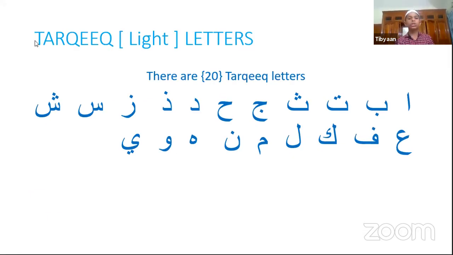Yeah. So I hope all of you can see the screen. In Tarqeeq letters, we have 20 Tarqeeq letters. In Tafkheem letters, we had 7. So all of you should write the number as well, so it becomes easier. So 7 Tafkheem letters and 20 Tarqeeq letters. What are Tarqeeq letters? They are light letters, the opposite.